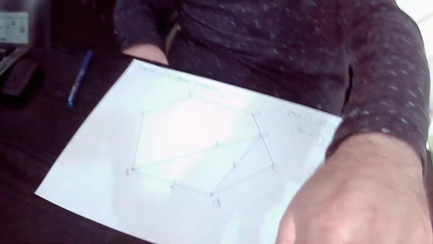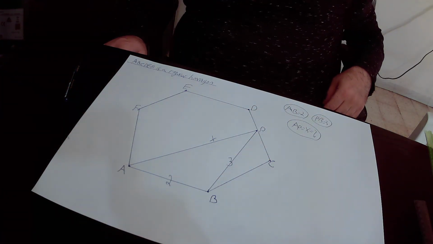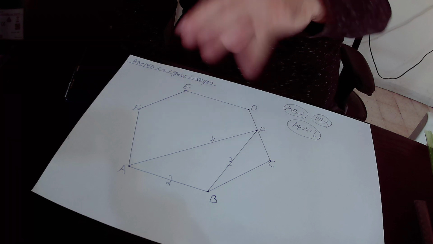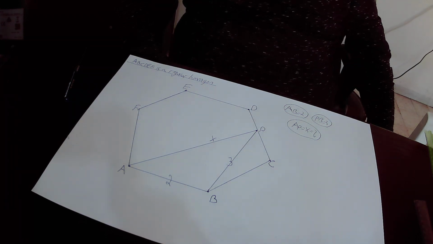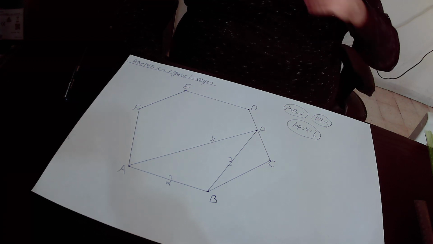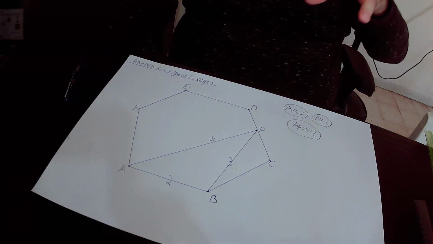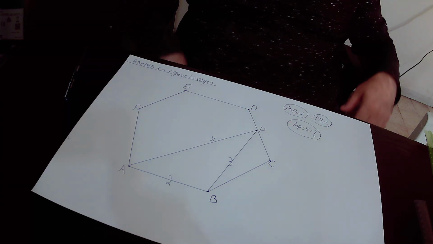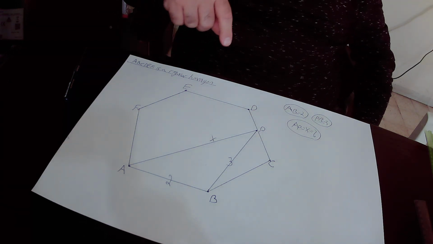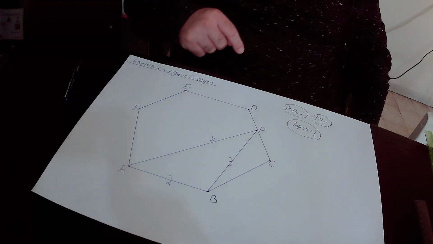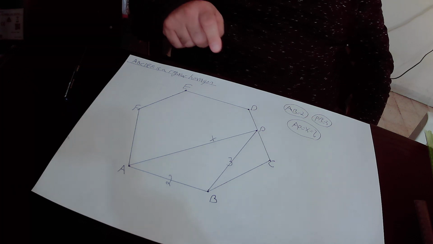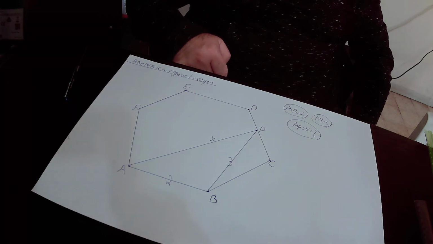Hello, in this lecture we'll find out the length of line segment X. In the drawing we have a regular hexagon. The regular hexagon is a closed polygon with 6 equal sides and 6 equal angles. And we know that side AB equals 2 units of this regular hexagon A, B, C, D, E, F.